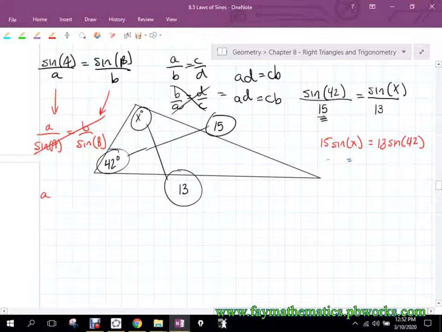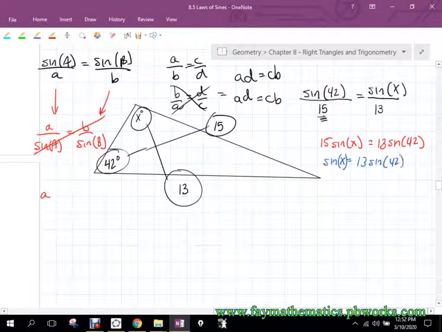All right, so we're going to have sine of x equals 13 sine of 42 over 15. Okay, so now we've got the variable term isolated, but it's still stuck inside the argument of the sine function.